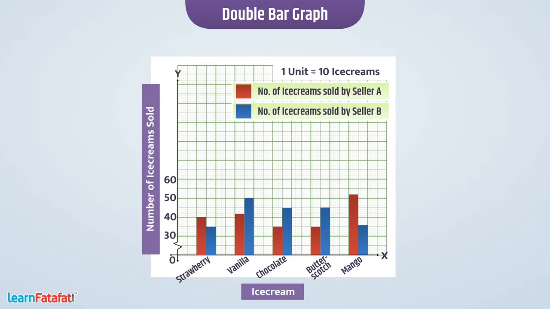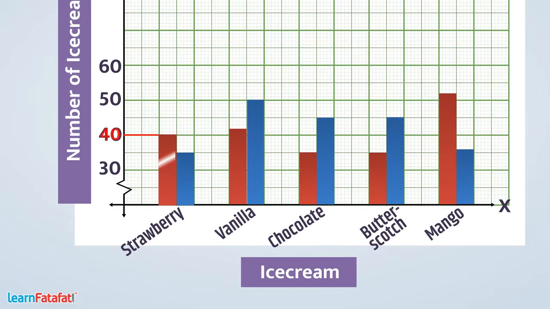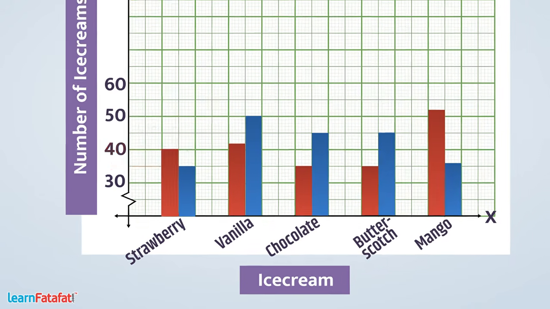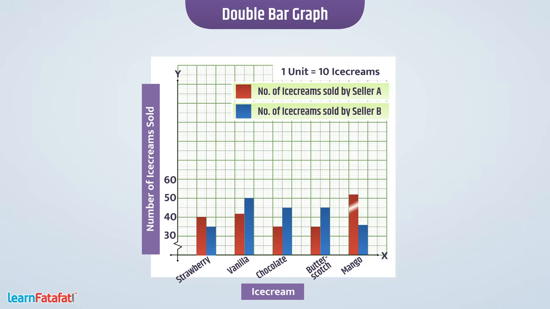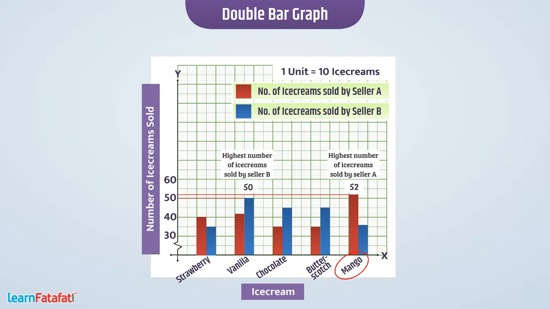Let's understand some of the advantages of double bar graphs. As you can see, we can easily compare the sale of ice creams by two sellers on the same graph. For example, seller A sold 40 strawberry ice creams, while seller B sold 35 ice creams, that is, 5 ice creams less than seller A. Highest number of ice creams sold by seller A is 52, which is mango ice creams, while highest number of ice creams sold by seller B is 50, which is vanilla ice creams.